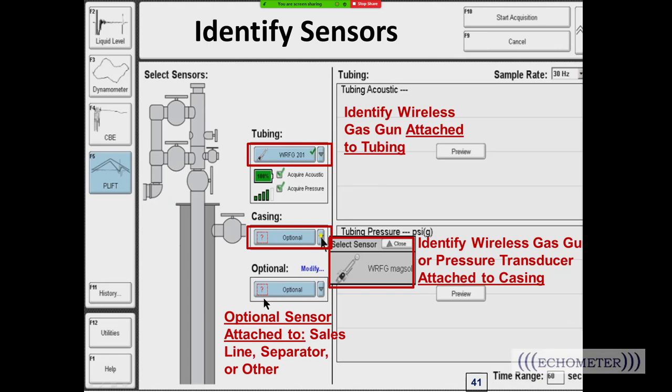We also have an optional sensor that we can put on the separator or the sales line, if you're wanting to watch your pressures on the other side of your motor valve. So that's something you could possibly do. The preview is used to identify and make sure everything is hooked up right. So that's how preview is used.